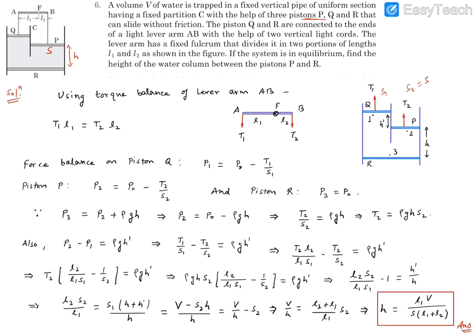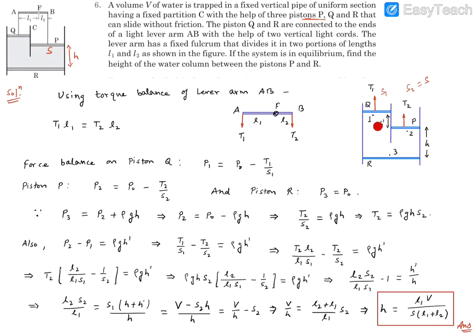L2 is the length. L2, S2, these are basically the length and the cross sections. S2 is known to us. Let's think about this thing. This is S1 within bracket H plus H prime. Now S1 is the cross section of this part. H prime plus H is the height. So cross sectional area into height gives the volume of this left portion. And total volume is given as V.